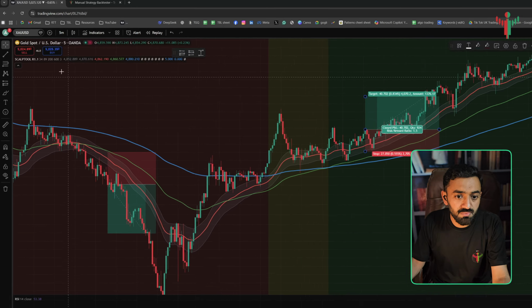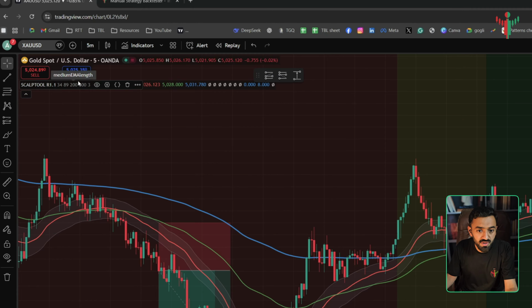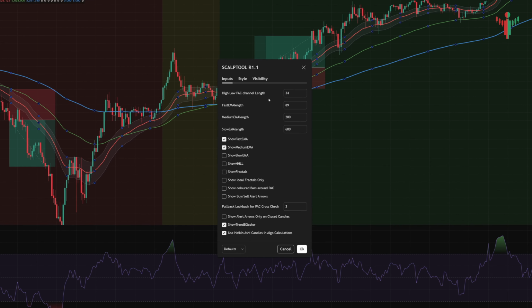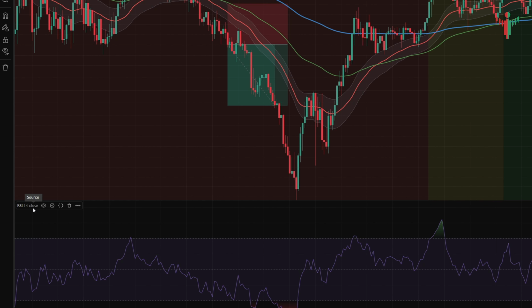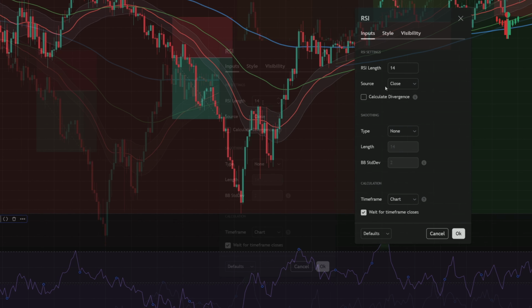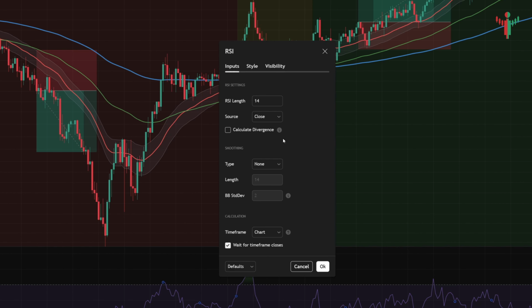Now let's move to the final part of this video, where I will show you exactly the same settings that I am using. You simply need to go to the settings from here, and you need to match these exact same settings. And here below, the RSI is a simple RSI with a period of 14 applied, the source set to close, and all these settings you can match exactly to your chart.